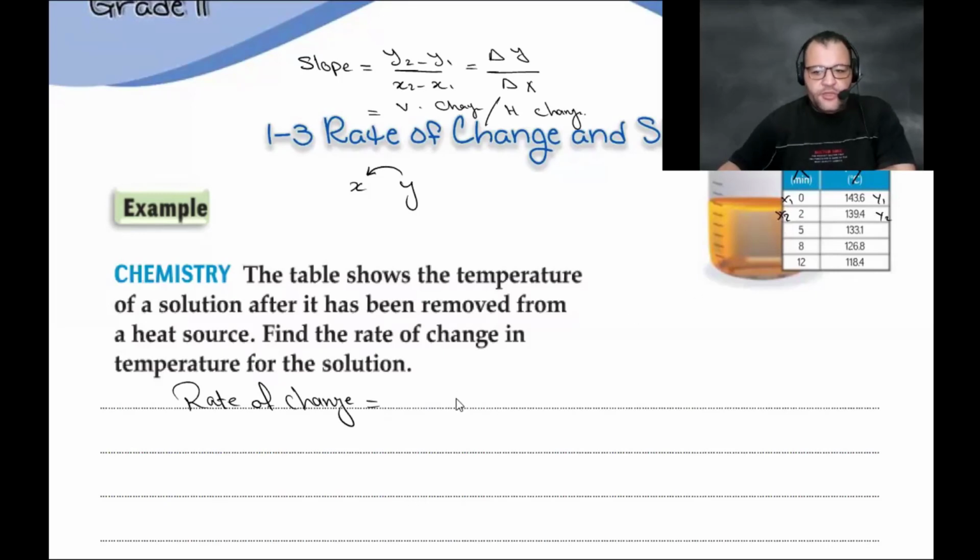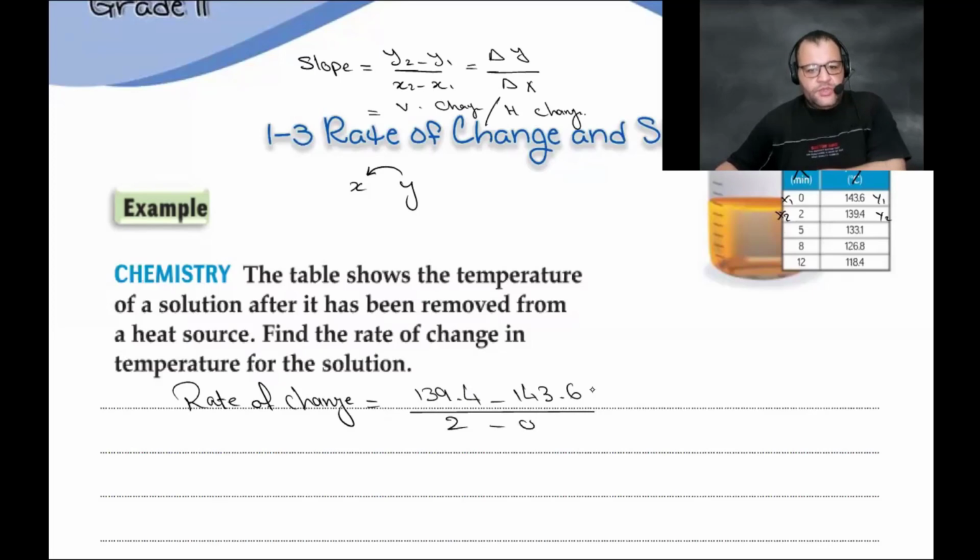So we can find the rate of change with 139.4 minus 143.6, divided by 2 minus 0. So what is the answer for this one?